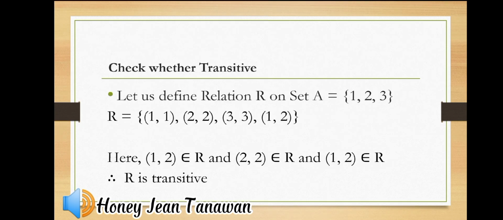Let us take a look at this example. Check whether it is transitive. Let us define relation R on the set A equal to {1, 2, 3}. The relation is R = {(1, 1), (2, 2), (3, 3), (1, 2)}. Here, (1, 2) is an element of R, and (2, 2) is an element of R, and (1, 2) is an element of R. So R is transitive.